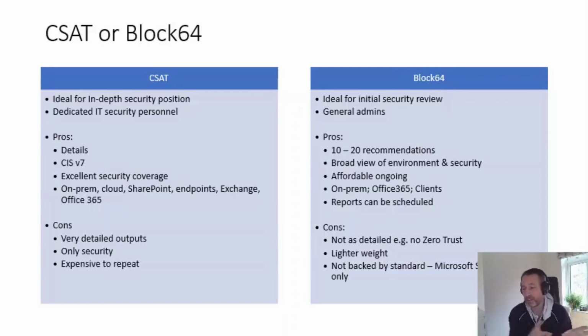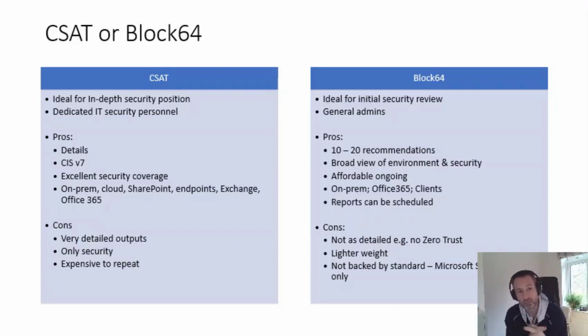We have two different ways of providing a cyber security review through two different tools. The first tool is something called CSAT. It's a very detailed tool, which I would say is probably appropriate for people who have a dedicated IT security person. Maybe you're further into your cyber security journey. It's based around CIS version 7, and again, the outputs are really quite detailed within the reports.